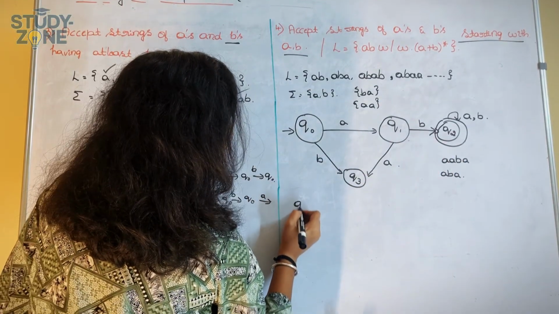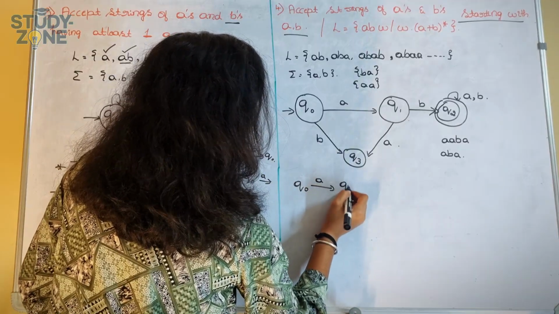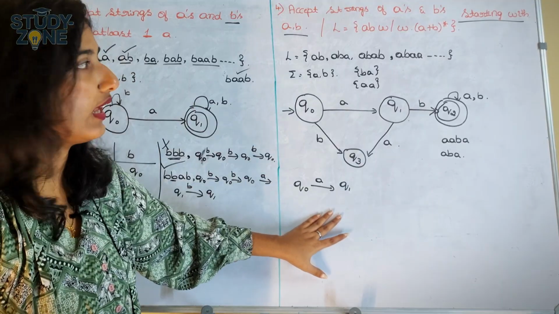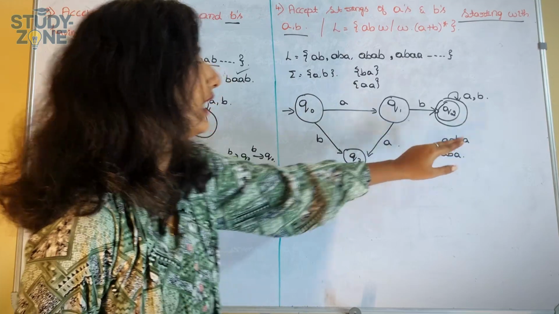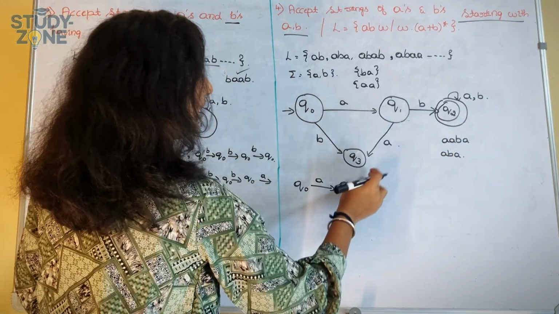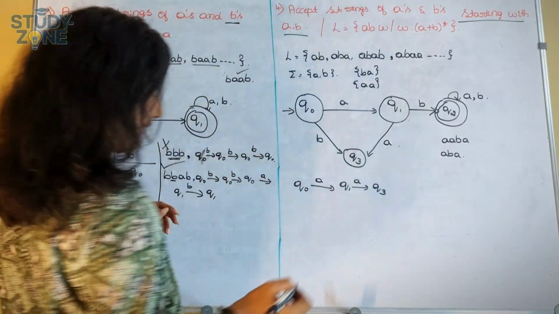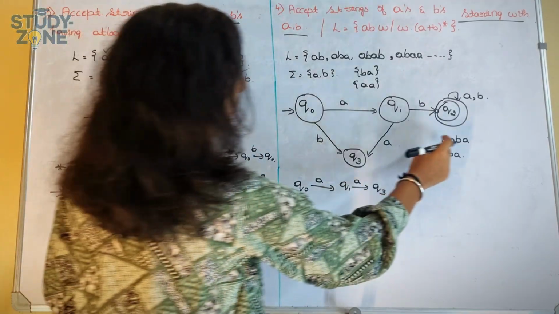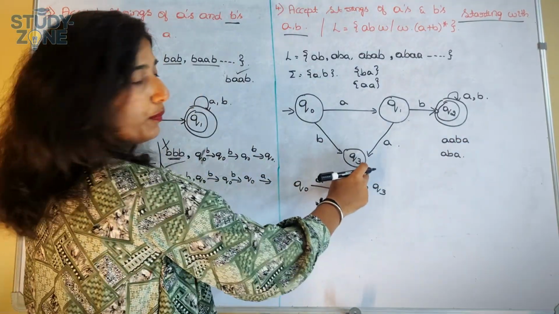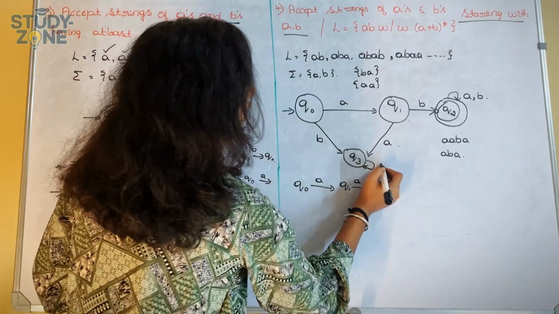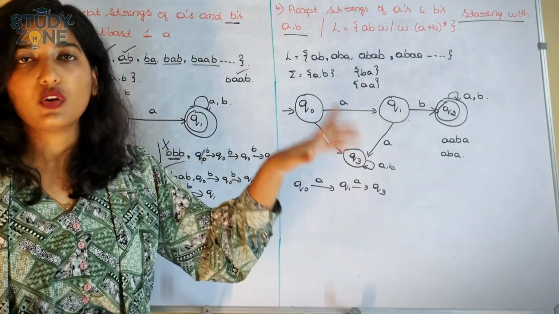So Q0 on A is moving to Q1. Correct, because the string is starting with A. But the thing is, we should get B next. But here we have A. So Q1 on A is moving to Q3. Correct. So here if I get B, then what to do? Because A is done, but here there is no B. It should not be like this. So after that, if I get AB, it should be revolving in the dead state only.